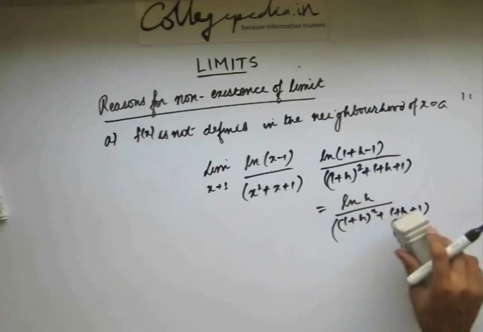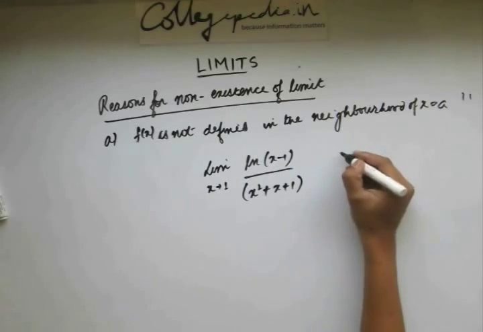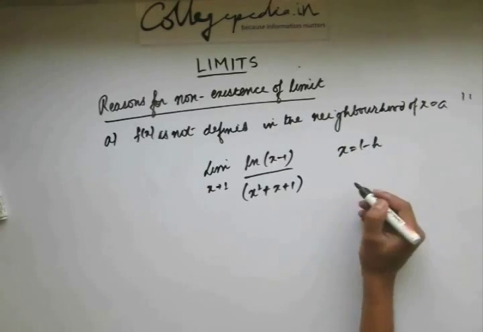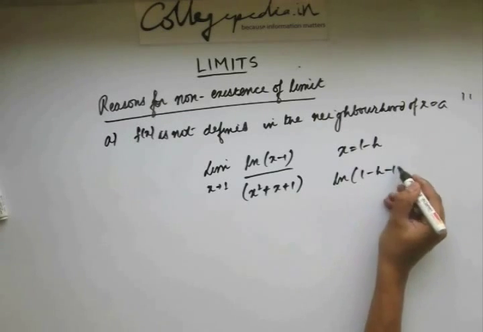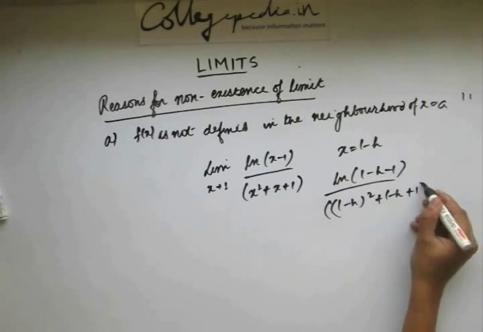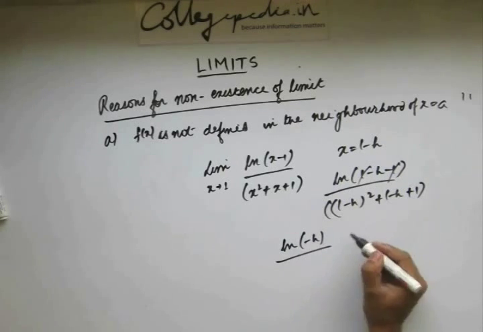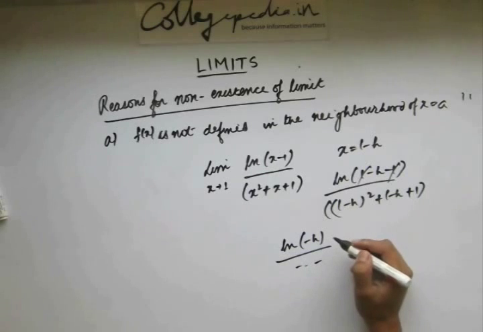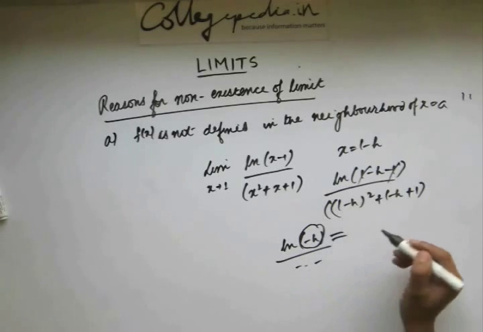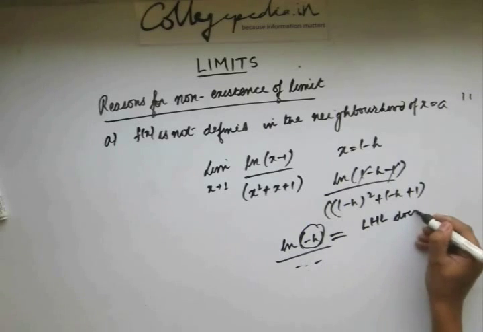But what happens when we approach x from the left hand side? Let's say I take x equals 1 minus h, so that we are approaching from the left hand side. Now, what this becomes is 1 minus h minus 1. On the numerator I have ln of minus h, by some quantity in the denominator. Now, ln of minus h, you know that this is a negative quantity. Ln is not defined for a negative quantity. So the left hand limit doesn't exist.